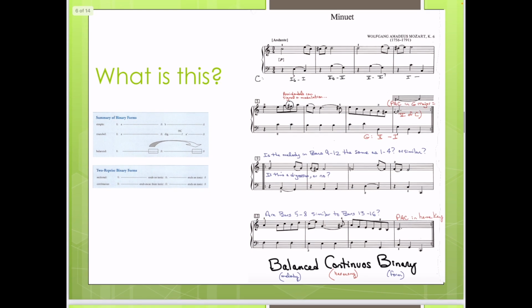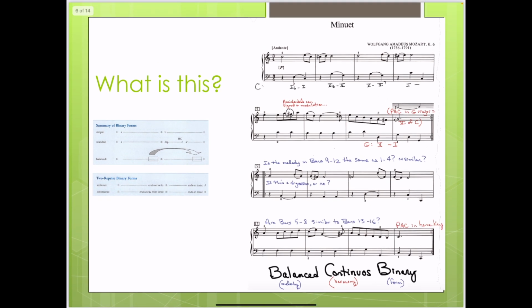Here's the answer key. I called it balanced for the melody because bars 5 to 8 and 13 to 16 are very similar. They're just not in the same key. So that's your balance. The rectangular box in the balanced comes back at the end, but in a different key. It comes back at the end in the home key.